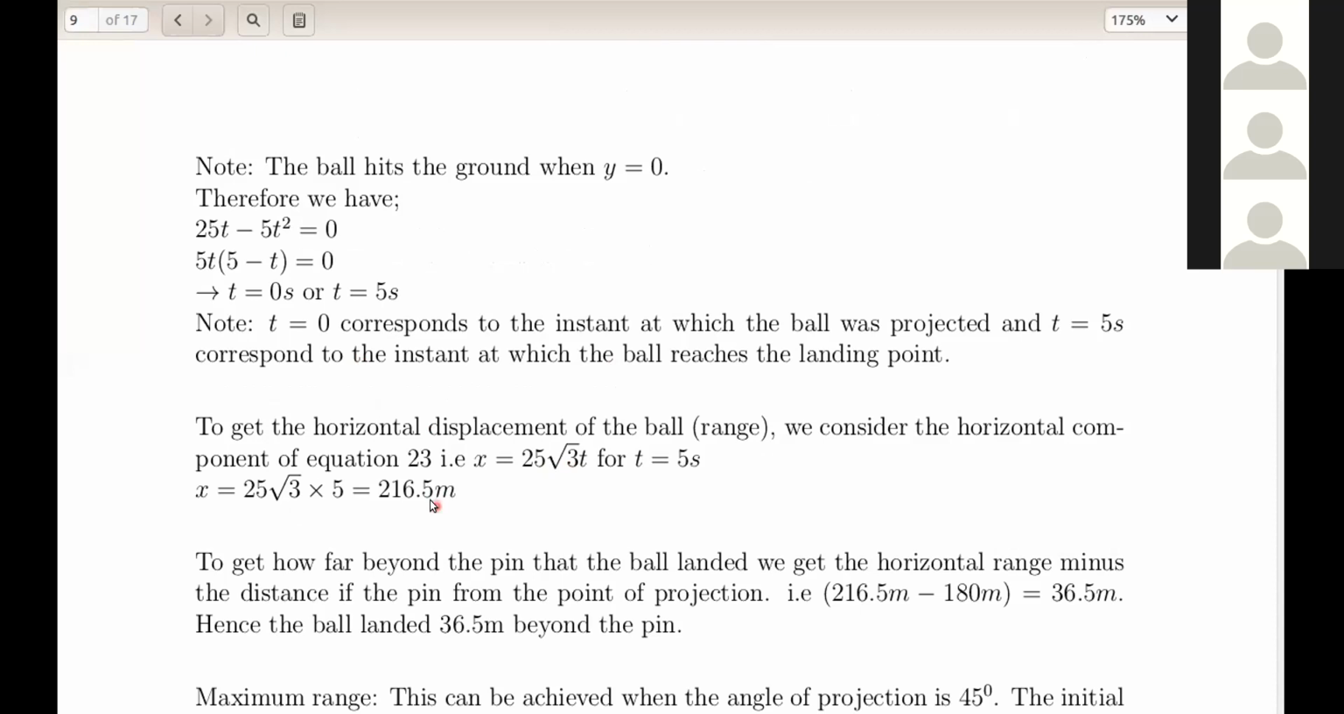Then to find the extra distance from the pin, I can get this one minus the distance of the pin from the point of projection like before.